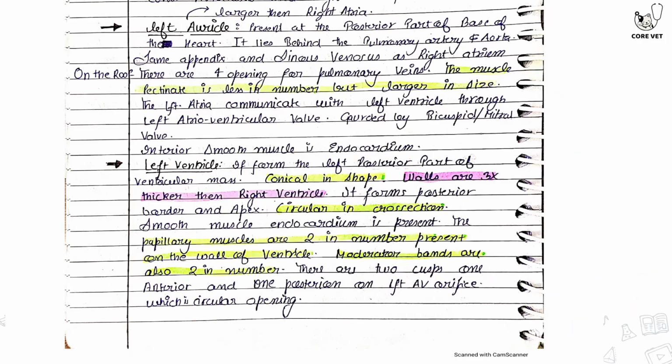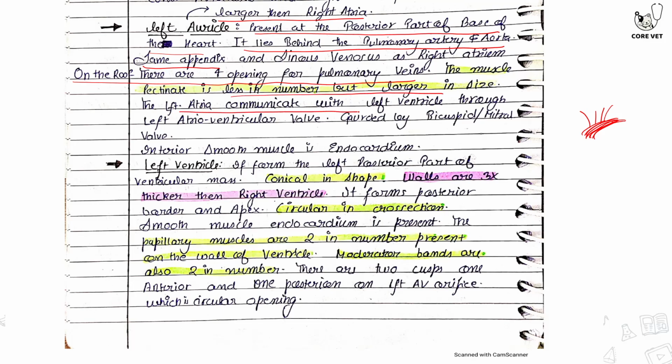Now coming on to the left atrium, obviously larger than the right atrium, present at the posterior part of the base of the heart. It lies behind the pulmonary artery and the aorta. Same concept of the appendix and the sinus venarum. On the roof there are four openings of the pulmonary veins. So there will be four openings for the pulmonary veins. The musculi pectinati are less in number but larger in size.